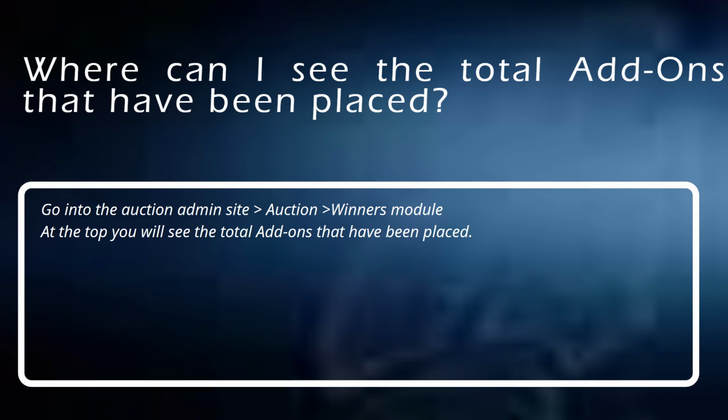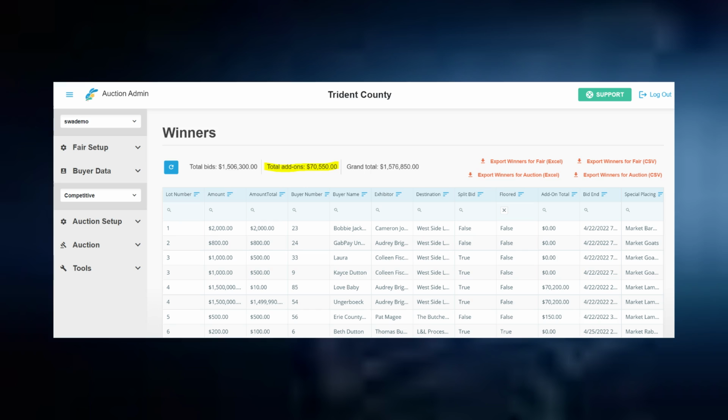Where can I see the total add-ons that have been placed? This is going to be the total dollar value of all the add-ons. This can be seen in the auction module under winners. In winners, you'll be able to see right in the middle where it says total add-ons, and that's going to be the total dollar amount. So you can see how much has been raised for your add-ons this year. And it's really kind of cool because you get to see it climb and climb and climb, and you get a real visual of how you're doing this year versus last year.